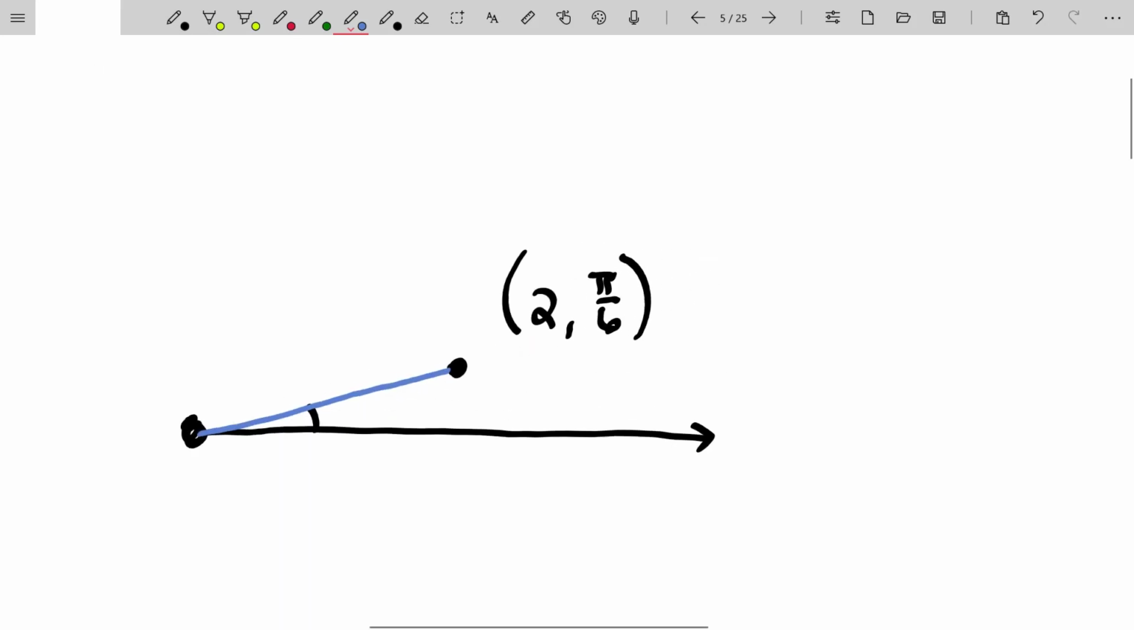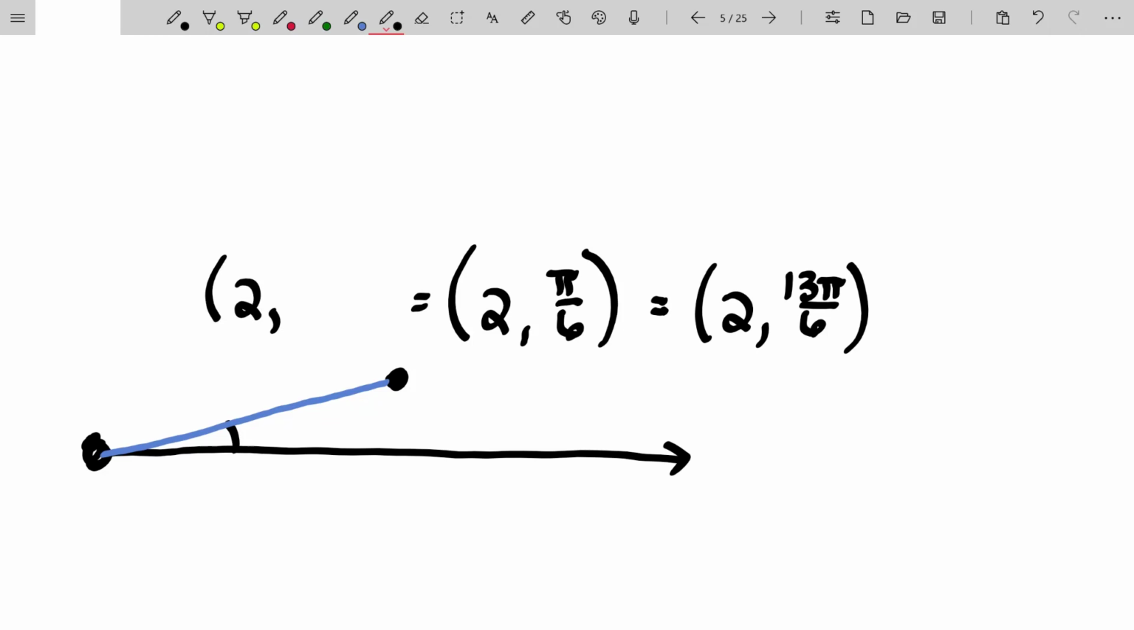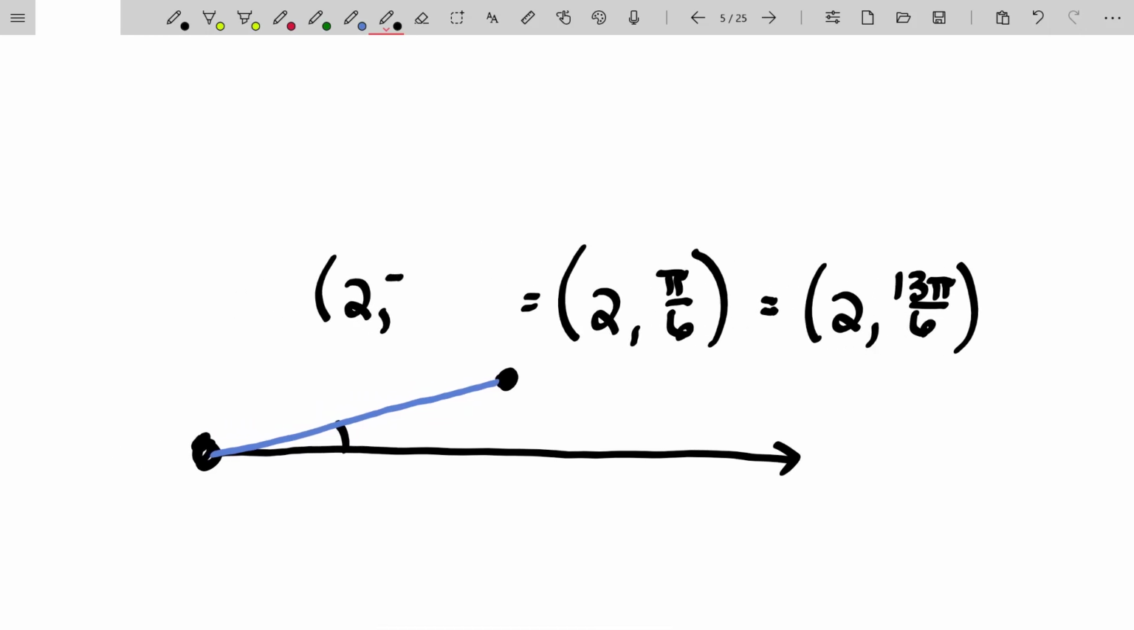For example, one way I can get to this point is to start at this point and add 2 pi or subtract 2 pi. So let me go ahead and add 2 pi. So I face this point, (2, pi over 6), but then I'm going to add 2 pi, which is 12 pi over 6. So I end up with 13 pi over 6. That is the same point. Or I could have started at (2, pi over 6) and instead subtracted 2 pi. So subtracted 12 pi over 6 and you'd be at negative 11 pi over 6. Or you could add 4 pi or 10 pi or anything like that.